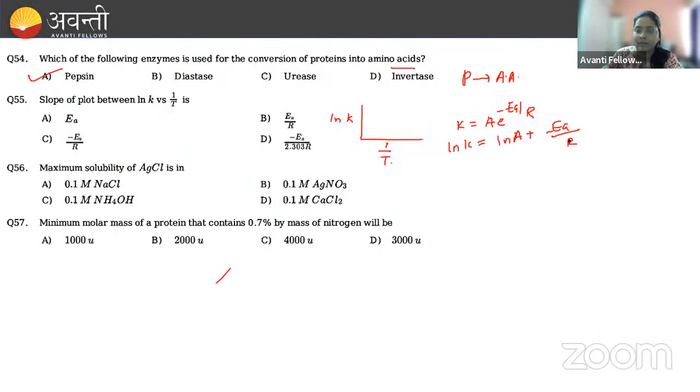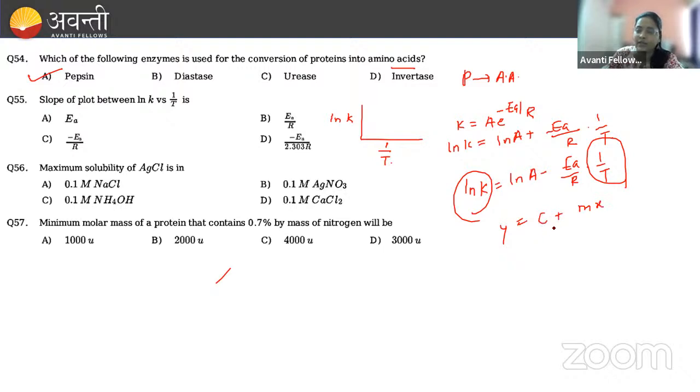Yeah, so here what will happen? Minus Ea by R and 1 by T. So I will write ln k is equal to ln A minus Ea by R and 1 by T. So we have to draw a graph of ln k versus 1 by T. What will be the slope? You know, y is equal to mx plus c. Right? Mx plus c.